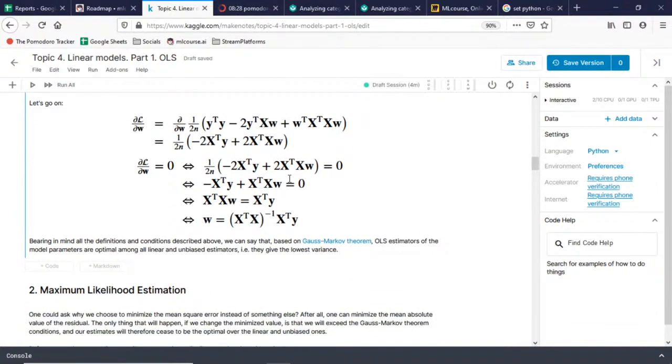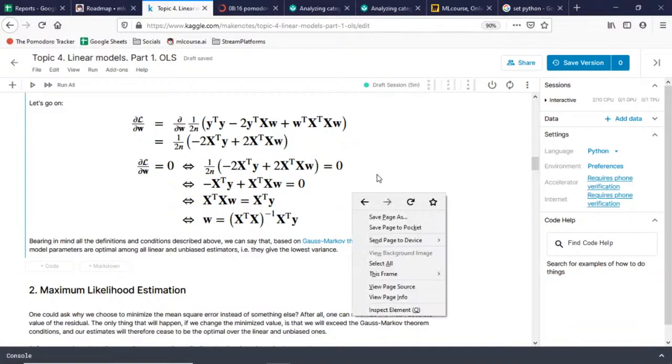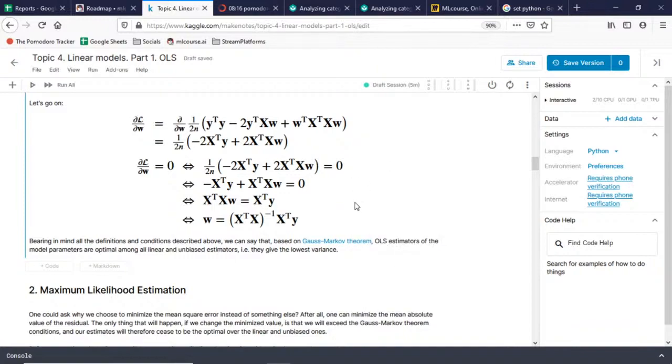Here we took some derivatives, bearing in mind all the conditions described above. We can say, based on the Gauss-Markov theorem, that the OLS estimators of model parameters are optimal among all linear and unbiased ones. They give us the lowest variance.